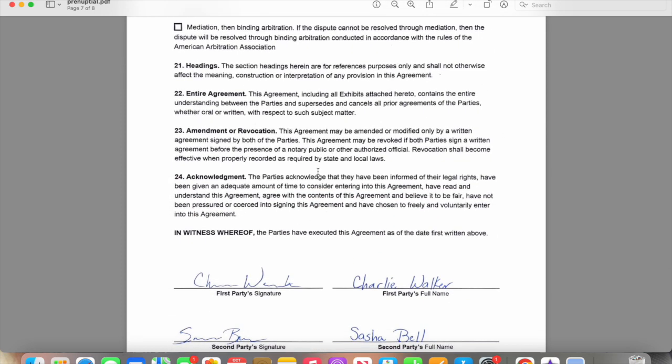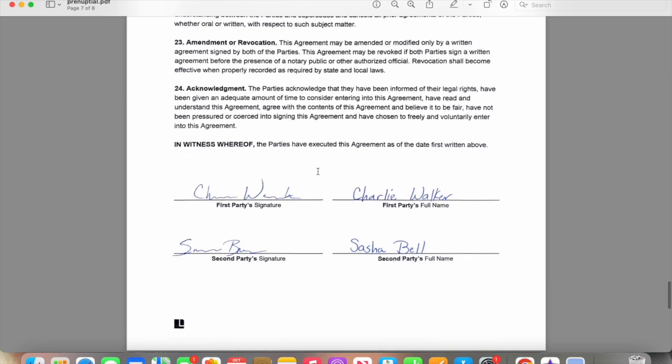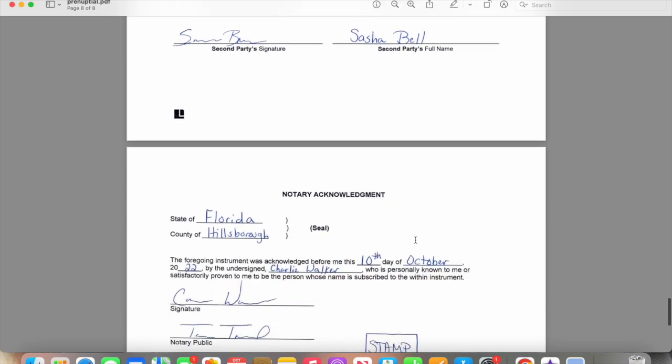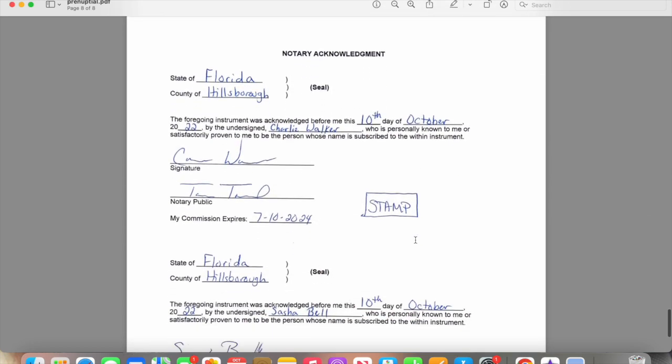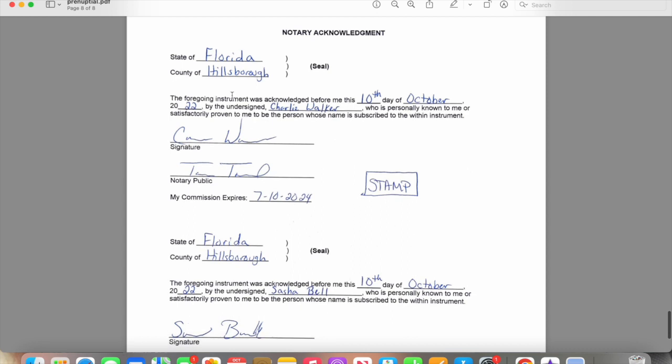And after they finish, they're going to go ahead and sign their names. They're going to print their names. And then it'll be your time. You'll go ahead and write your state, your county, the day you are completing this document, which should be the same date throughout this entire document.